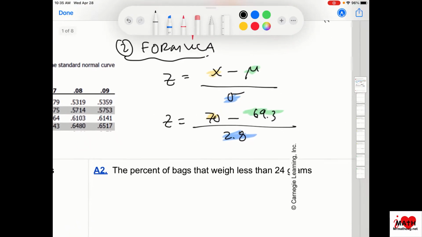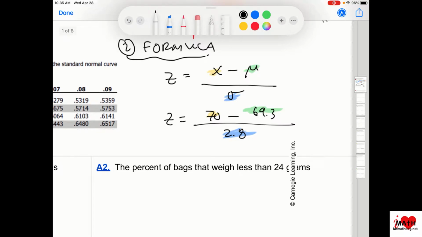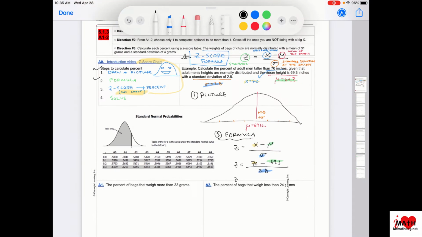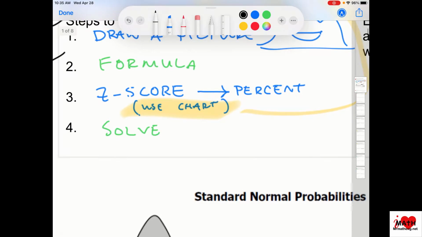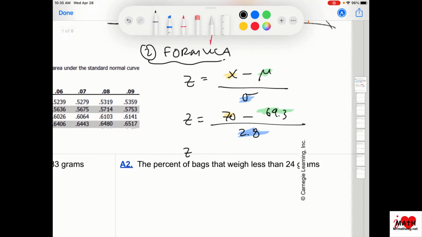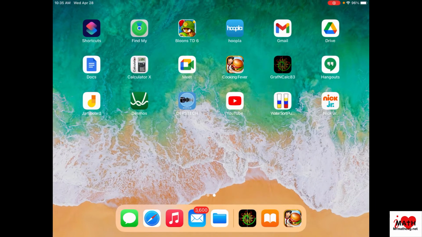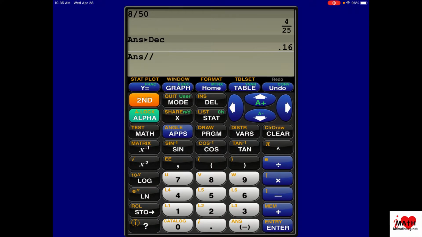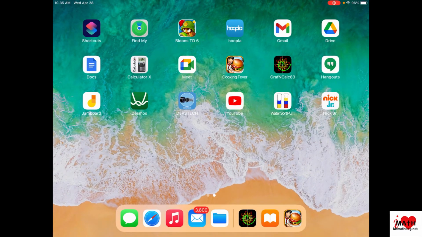Okay, all right, now I need to figure out the z-score, or just the z value. So you will get 0.7 divided by 2.8, and if you put that in your calculator, it is 0.25.